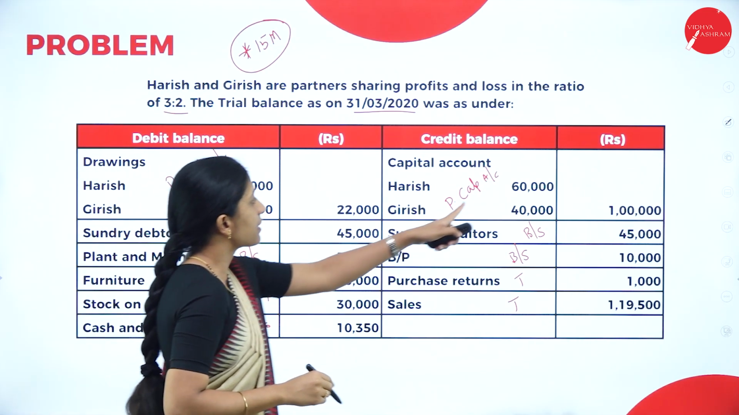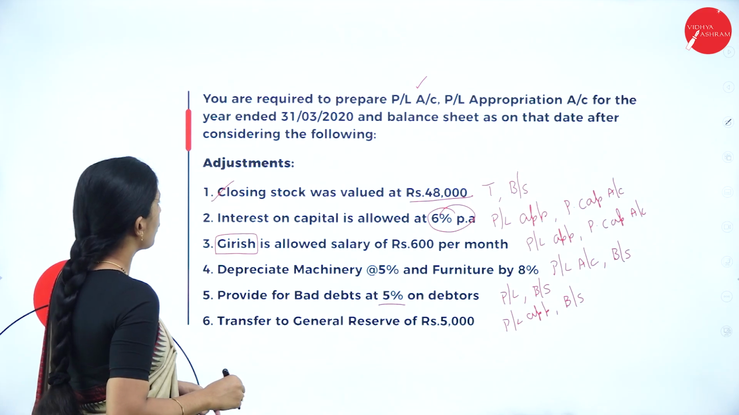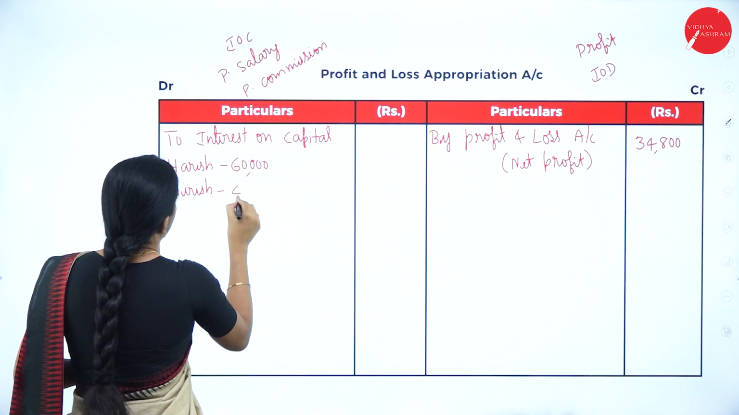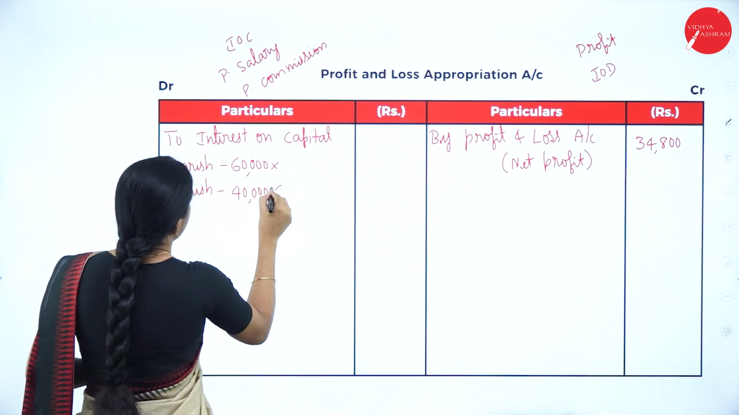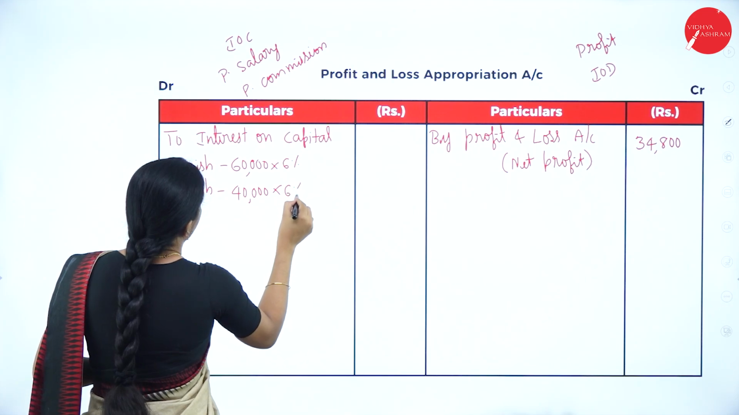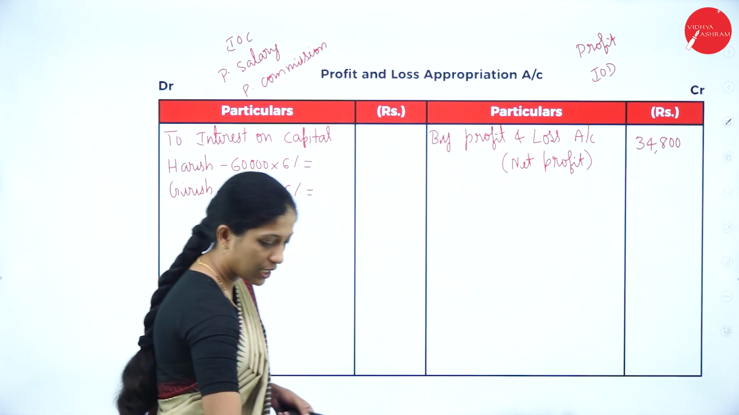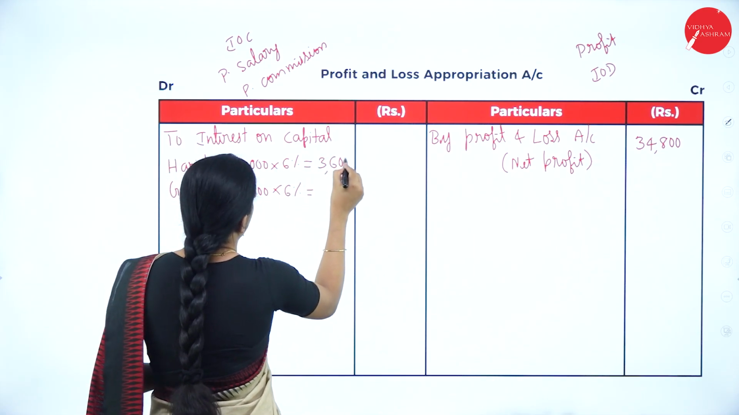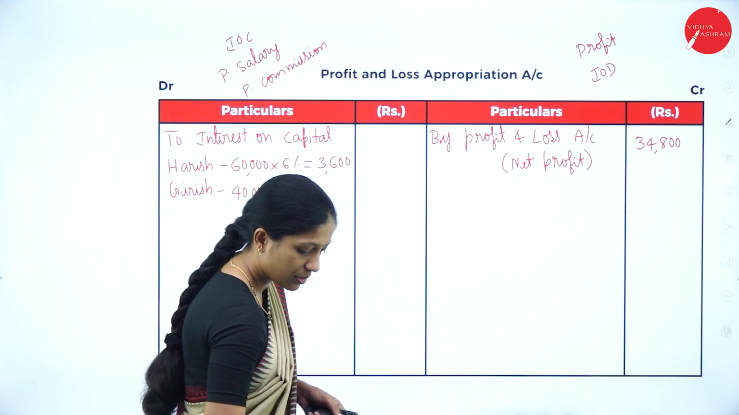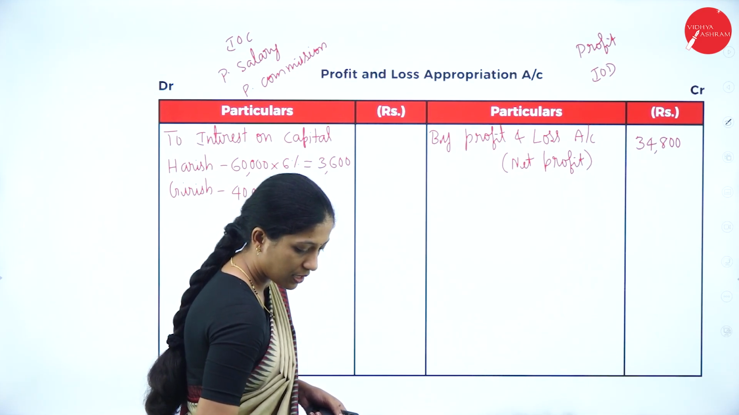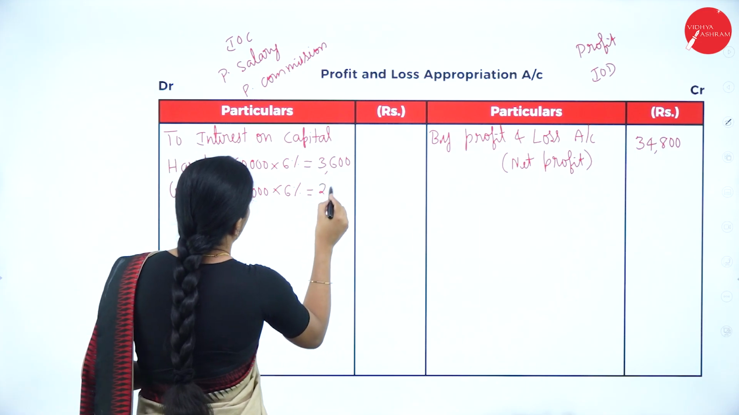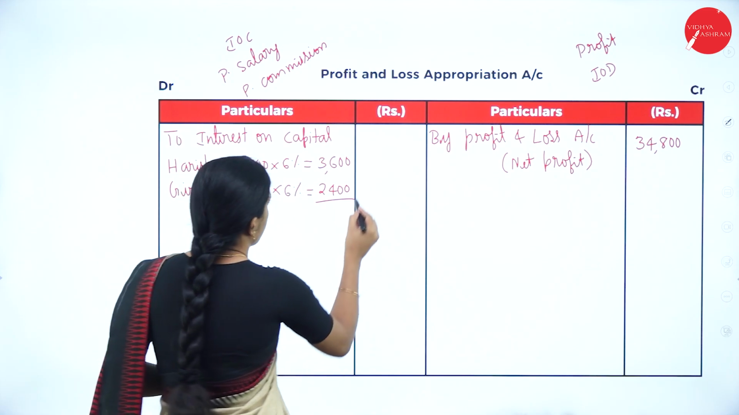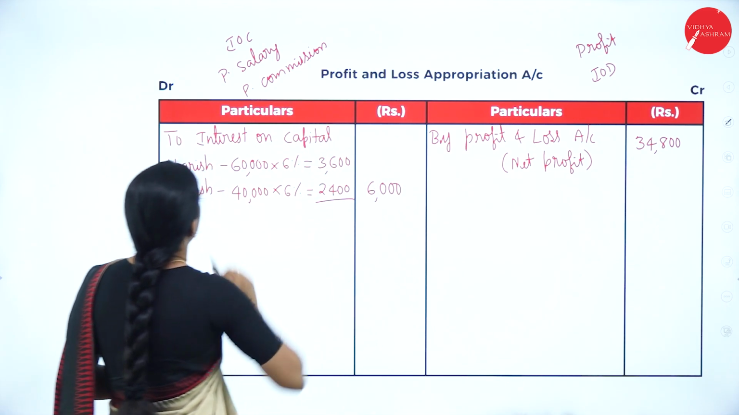Capital is 60,000 and 40,000 and interest on capital is 6%. So 60,000 into 6% will be 3,600 and 40,000 into 6% is 2,400. So total it will be 6,000. Interest on capital is done.